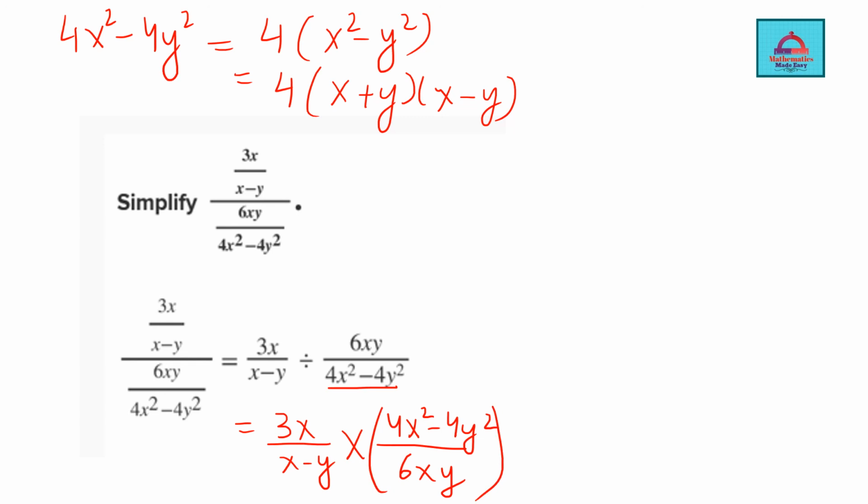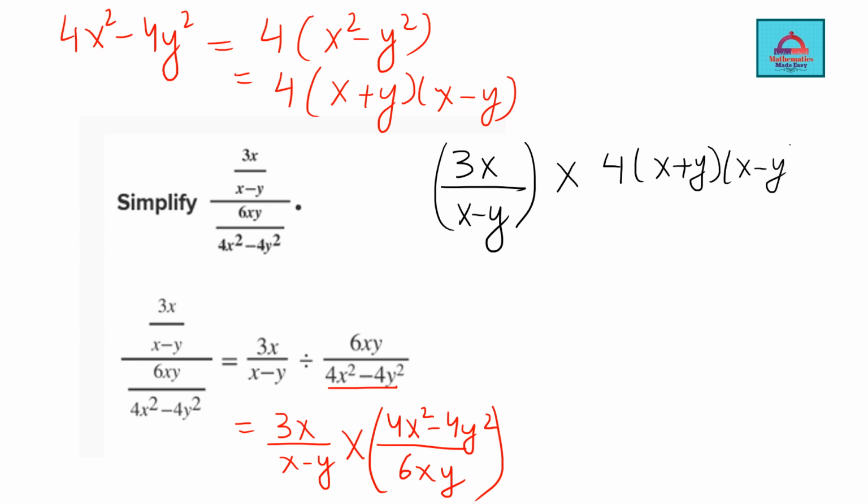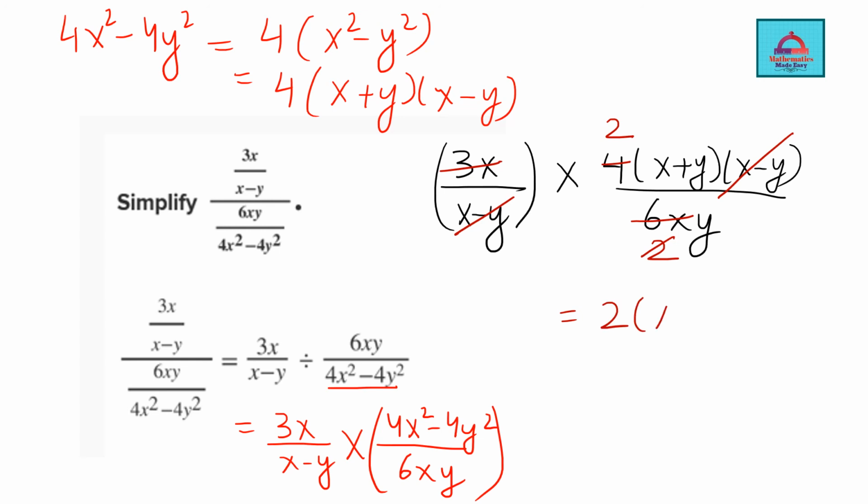Okay, now I'm going to come here and write, 3x over x minus y multiplied with 4 times x plus y, x minus y. Now your life is easy because you can see something is cancelling. What is that something? This we had already cancelled in the last slide, and x minus y will go with x minus y. This 2 will go with this 2. So what is left eventually? Only 2 times x plus y over y. So this is your final answer, and that's how you simplify a complex fraction.